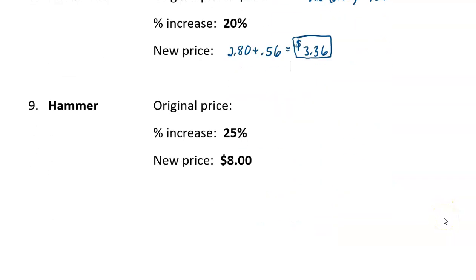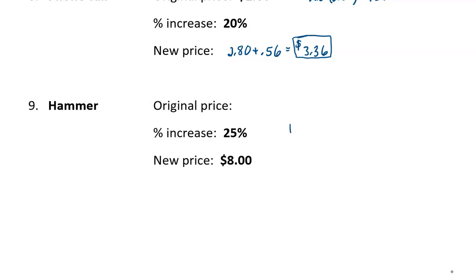Now number 9, a hammer. We don't know what the original price is, but that price has been increased 25% to create the new price of $8. There's different ways to answer this question, but one of the fastest ways is to think about the meaning of increasing the price by 25%. That means that the new price is, get this, 125% of the original price.